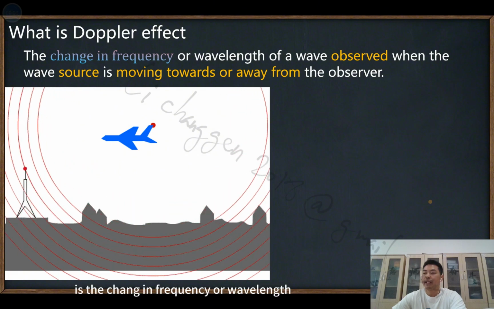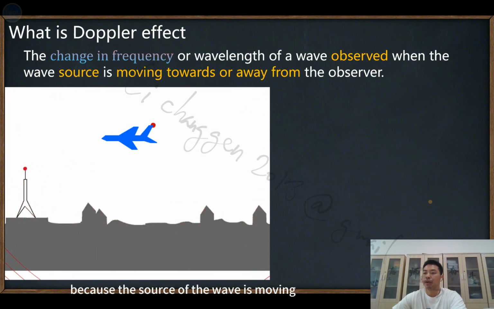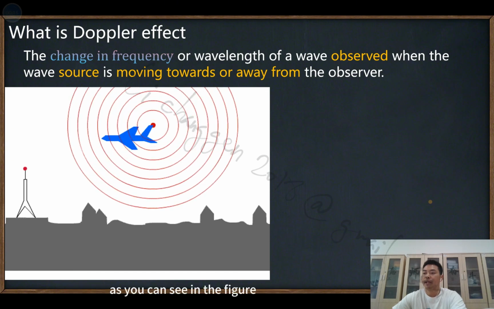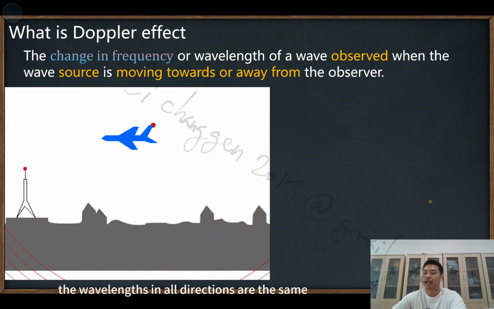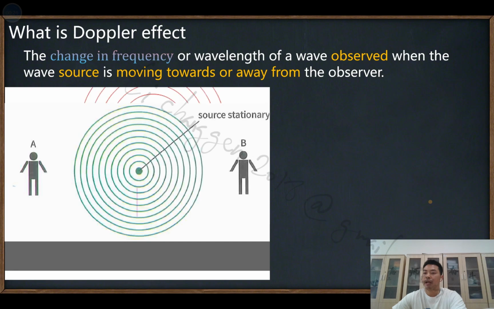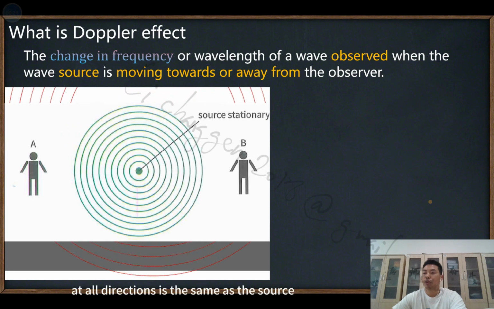The Doppler effect is the change in frequency or wavelength because the source of the wave is moving towards you or away from you, the observer. As you can see in the figure, if the source is stationary, the wavelengths in all directions are the same, so the frequency received at all directions is the same as the source.